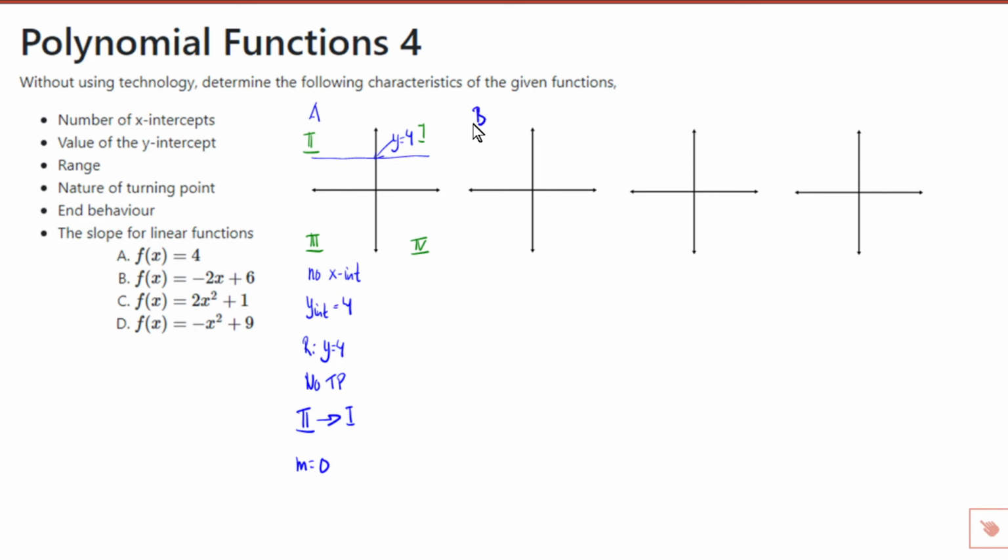B. This time we have f of x equals negative 2x plus 6. This is a linear function. And if we take a look at the numerical coefficient in front of the variable, it is negative 2. That's going to be our slope. And the 6 here, plus 6, is going to be our y-intercept. So this means that this will be a straight line that's crossing the y-axis at 6. And it's going to be going down this way because the slope is negative.